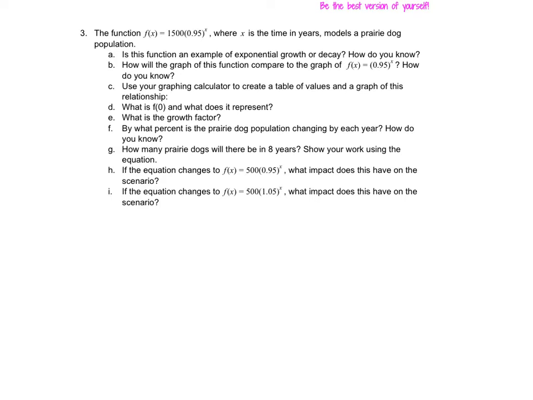The function f of x equals 1500 times 0.95 to the power of x, where x is time in years, models a prairie dog population. Is this function an example of exponential growth or decay? The r value is 0.95, and this r value is between 0 and 1. So this will be an exponential decay. It's because it's like a repeated division.